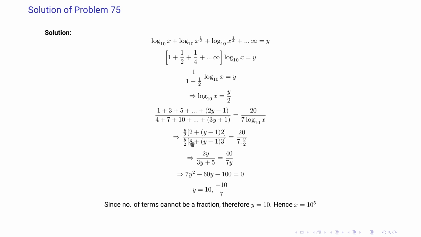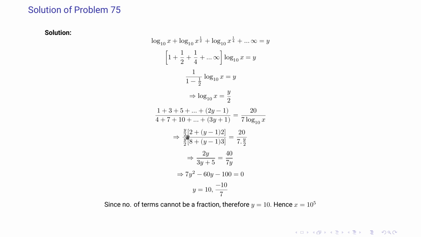There is something wrong here. The common difference is 3. Oh, 4 into 2 is fine. 4 into 2, that is first term into 2, 8 plus y minus 1 into 3, is equal to 20 by 7, and we substitute y by 2 for log x. So it is y by 2.